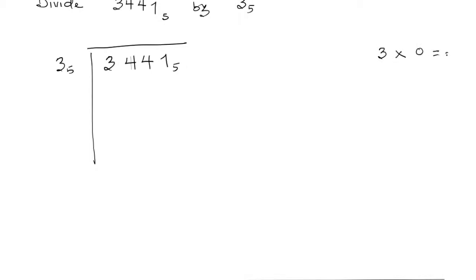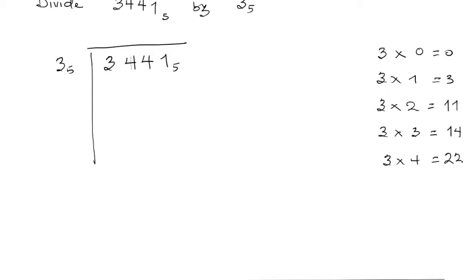3 times 0 is 0. 3 times 1 is 3, no issues. 3 times 2, that's 6, but in base 5, that will be one bunch of 5 and 1 unit. 3 times 3 is 9, that's one bunch of 5 and 4. 3 times 4 is 12. 12 is 2 bunches of 5 and 2. And that's where it ends, essentially, because we cannot have 5 in base 5.